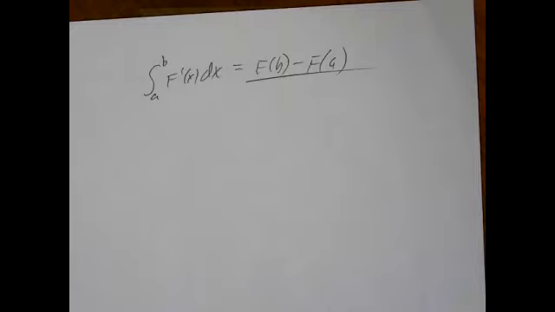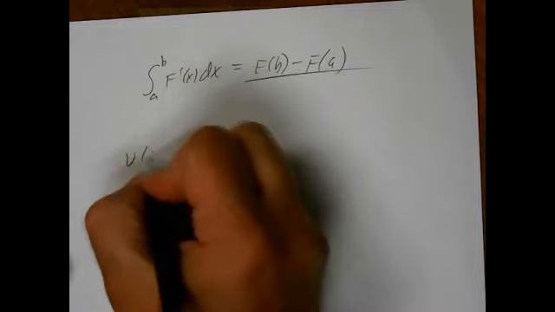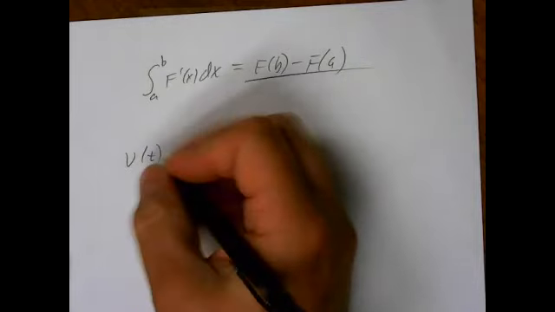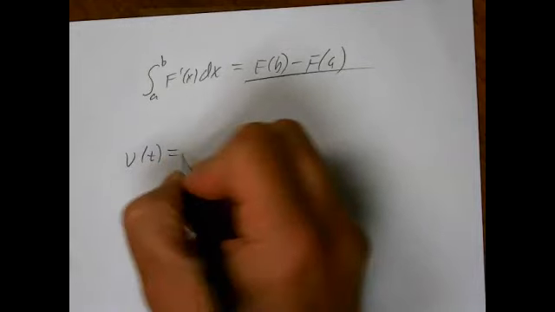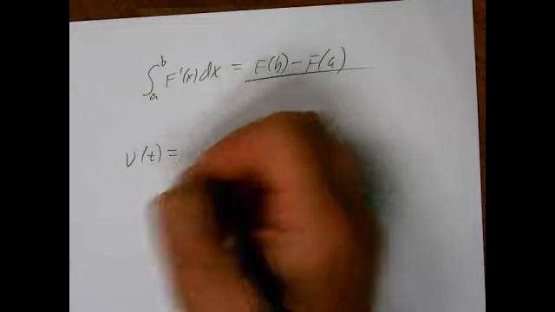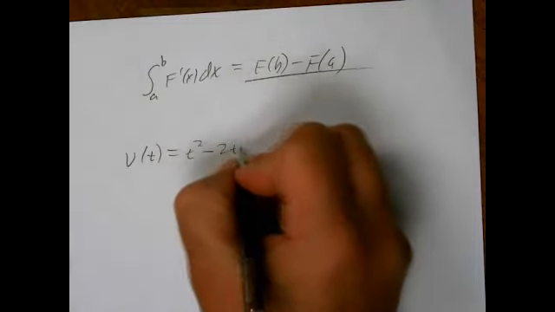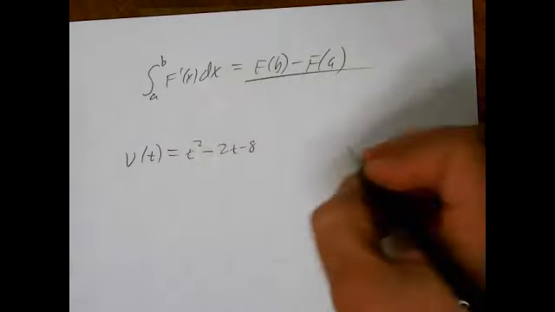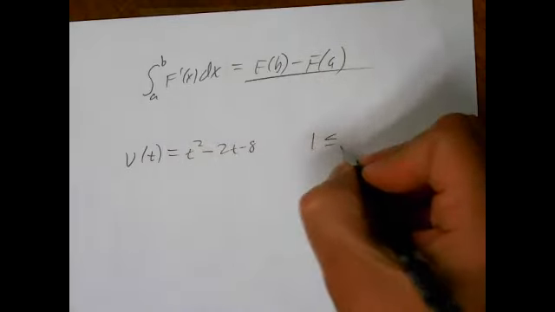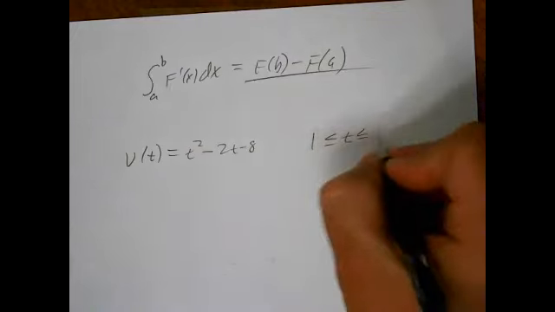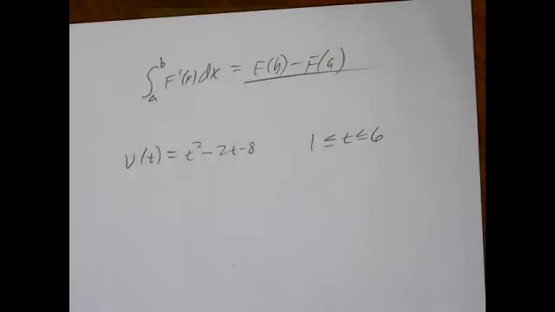A prime example of that: if v of t, the velocity at time t for some object in linear motion, is equal to t squared minus 2t minus 8, and this function is valid for t from 1 to 6, and your 1 to 6 would be seconds. And it wants to know, find the displacement over that time interval.